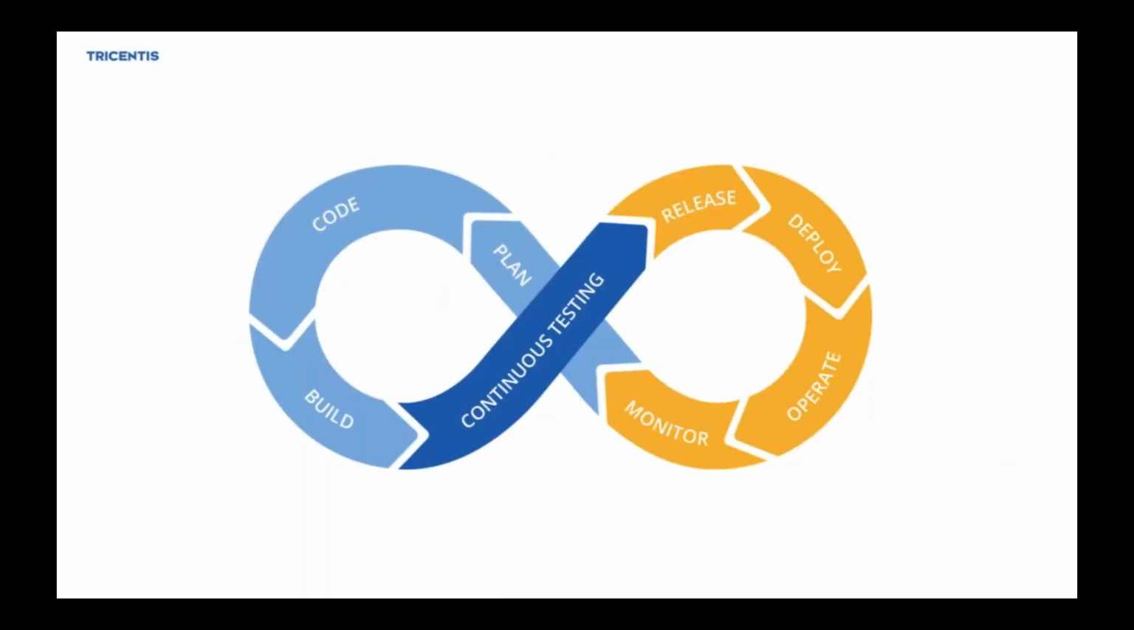And if you visit our site, you'll find this pretty common looking infinity logo, which on the left-hand side shows activities related to, say, continuous integration or CI, and on the right-hand side, activities typically associated with continuous delivery or continuous deployment. And in the middle, continuous testing seems to link those two sides together.